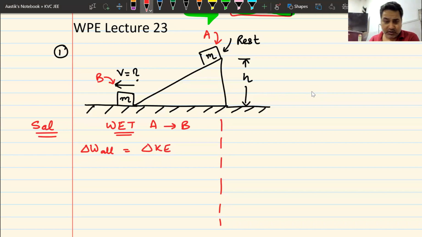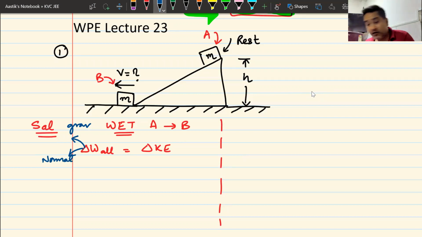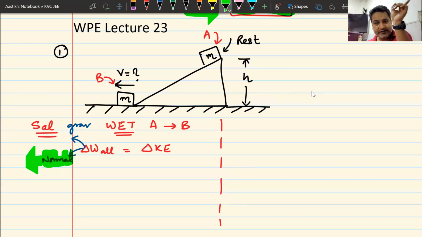Now, when I talk about all forces here, there are two forces at work. One is gravity and the other one is normal reaction. There is no friction, so don't worry about friction. And all of us know the work done by normal reaction. What is the work done by normal reaction here? Normal reaction is always perpendicular to the plane, and the block is moving along the plane. What will be the work done by normal reaction?